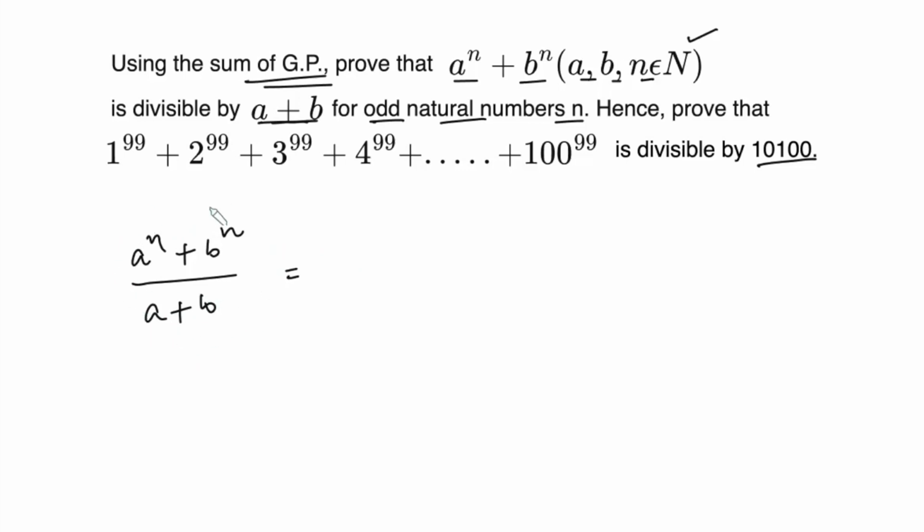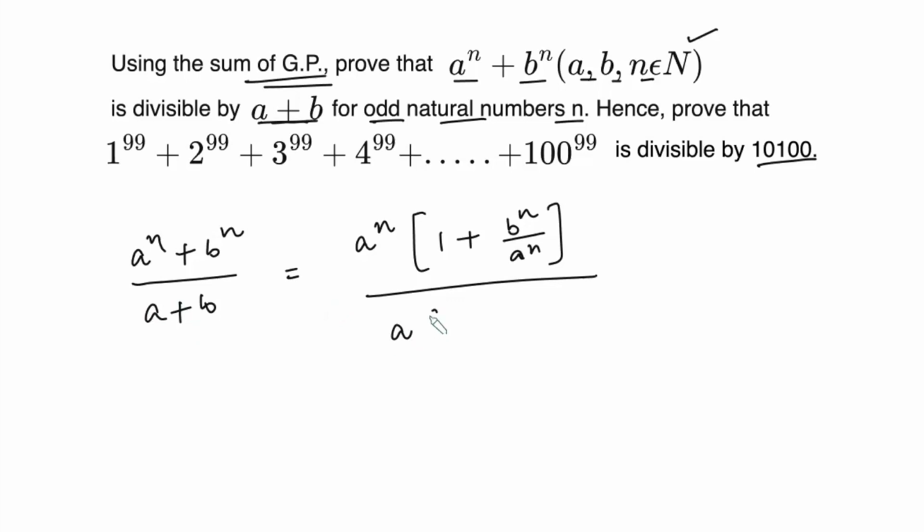We can manipulate this expression by taking a raised to the power n common from the numerator. So we'll have 1 plus b raised to the power n over a raised to the power n divided by, and from the denominator, if I take a common, it will be 1 plus b over a, right? And which can also be written as a raised to the power n minus 1 by dividing a raised to the power n with a by using exponent formulas.